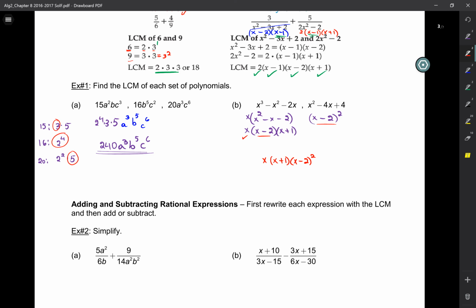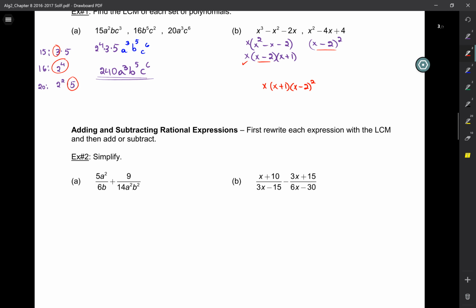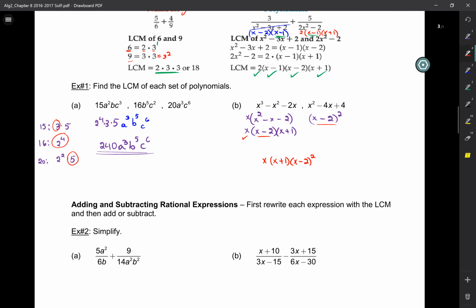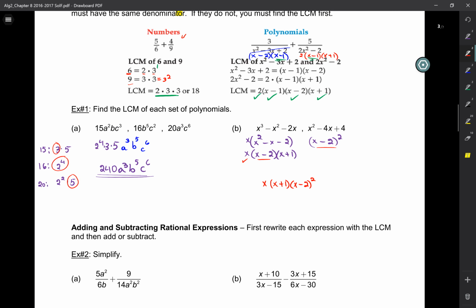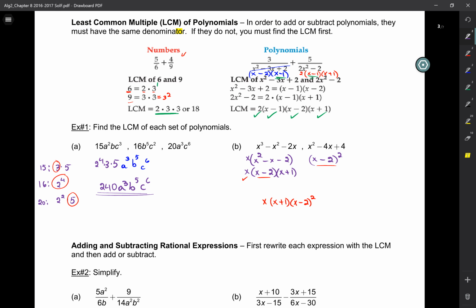Okay? All right. Now, what about adding and subtracting? So if we go back to that original problem up here, 5/6 plus 4/9. We said that the common denominator would have been 18. So let's just write that here.